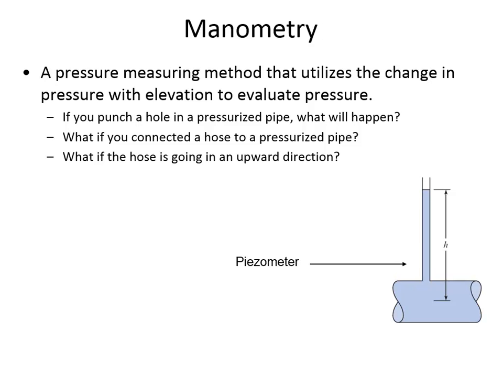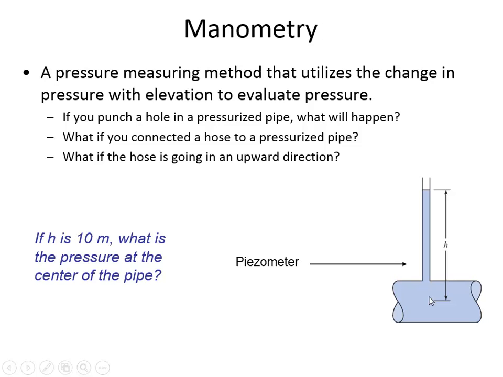But what if you puncture the pipe and then you have a little tube going out of it? What happens is that the water level will enter the pipe and it'll go up and up until finally it'll reach an equilibrium and it will stop. And so a piezometer is a way of measuring the pressure by having the water level rise to a certain elevation that indicates the pressure in the center of the pipe.